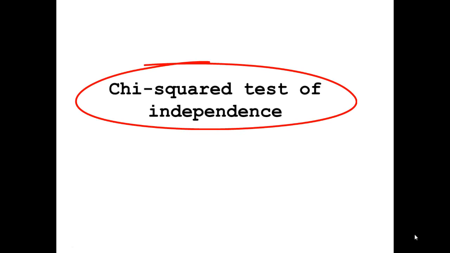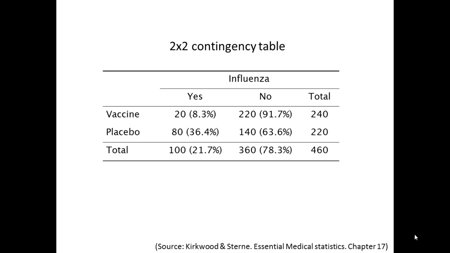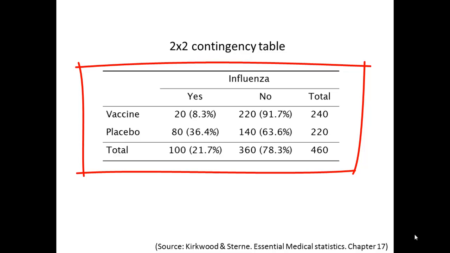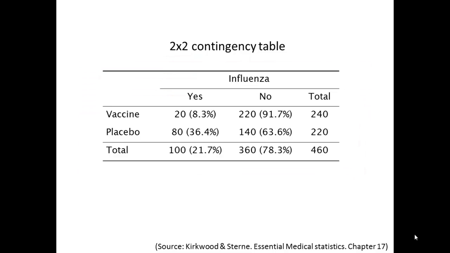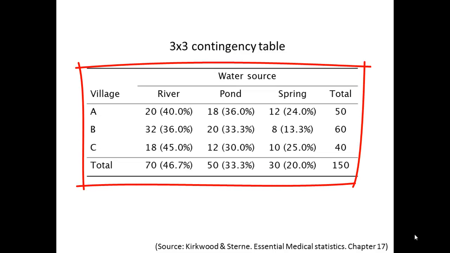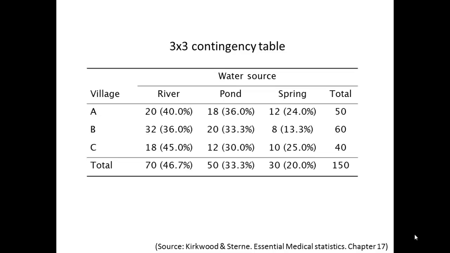So this video outlines the basis of a chi-squared test for independence between two categorical variables. As we know, the joint distribution of two categorical variables can be nicely displayed using a contingency table such as this. And we can do a chi-squared test on 2x2 contingency tables, and we can also do chi-squared tests on larger contingency tables with more rows and more columns, or more categories, such as in this 3x3 contingency table.